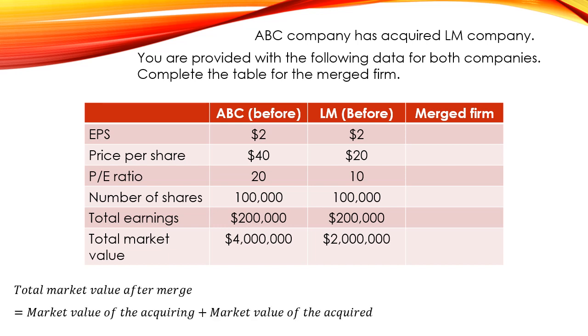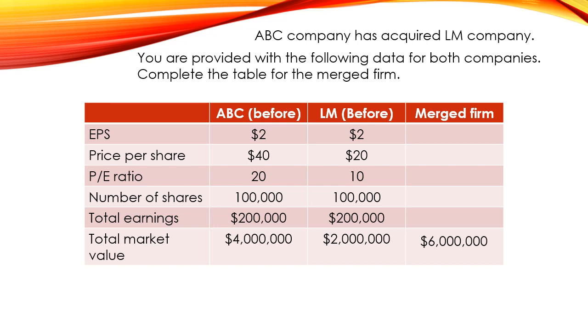We know that the total market value after merger, so for the merged firm, is equal to the market value of the acquiring firm, which is ABC Company, plus the market value of the acquired firm, which is LM Company. So we have the market value of ABC and the market value of LM. All you have to do is sum up these two market values. So 4 million plus 2 million will be equal to 6 million. So the total market value for the merged firm is $6 million.